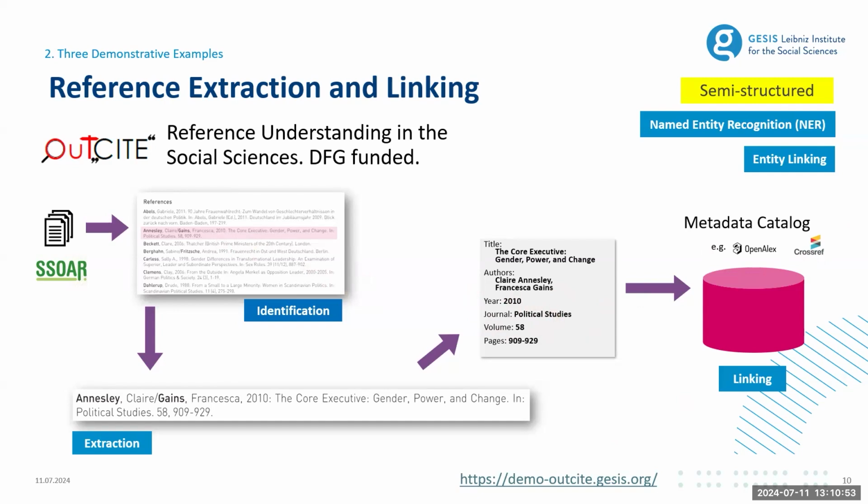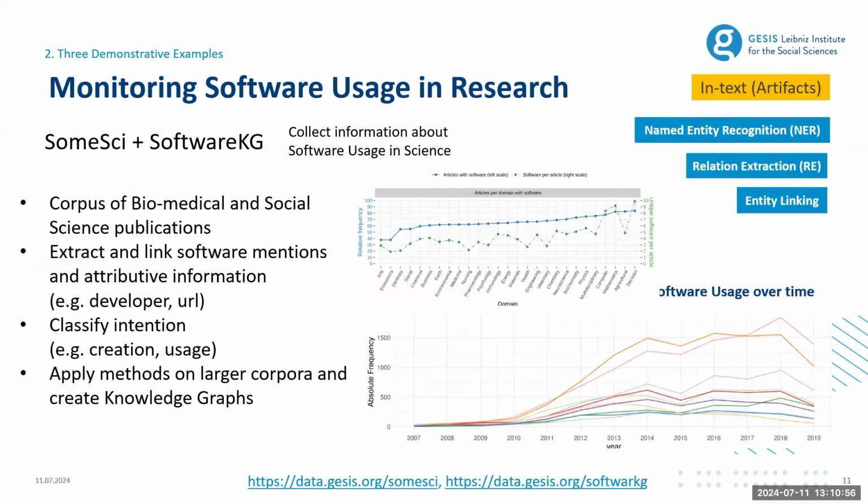The second project I want to show is SAMSci and Software KG. Here the goal is to monitor software usage in research. Given a corpus of biomedical and social science publications, the task is to extract and link software mentions of 5 different types and attributive information, for example, the developer or the URL, and additionally classify the intention of the mention. For example, disambiguate creation and usage of a specific software.